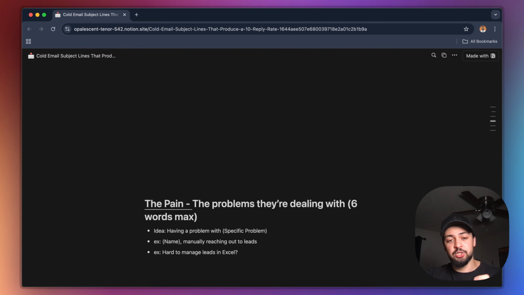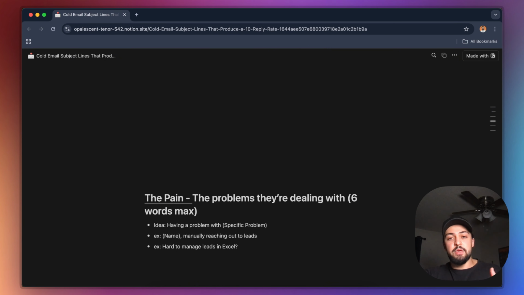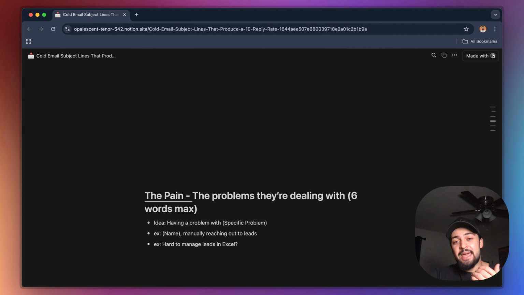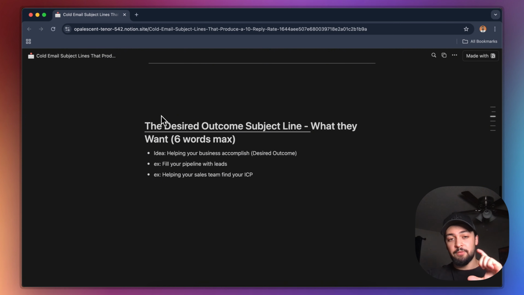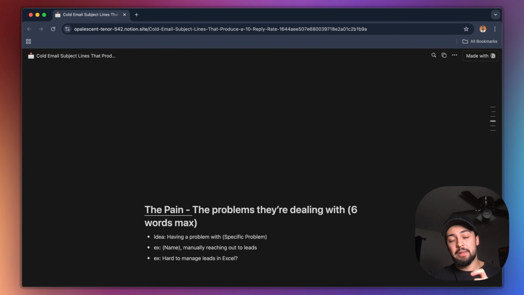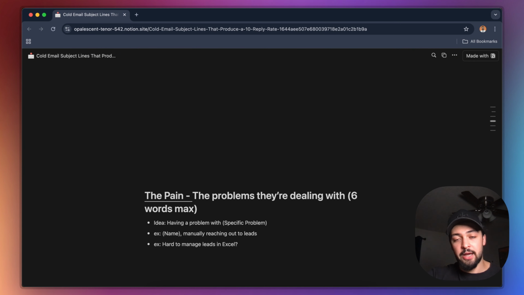The second is actually the pain type of subject line, which is the problems that they're dealing with specifically. So it could be, for example, when you're talking with the VP of sales, a pain could be them not having enough leads, right? It's a small switch compared to the first one, which is the desired outcome, but lack of leads is the pain, right? Or for the marketers, lack of top of the funnel marketing efforts, which ultimately drives leads. That's something you guys can think about as well.